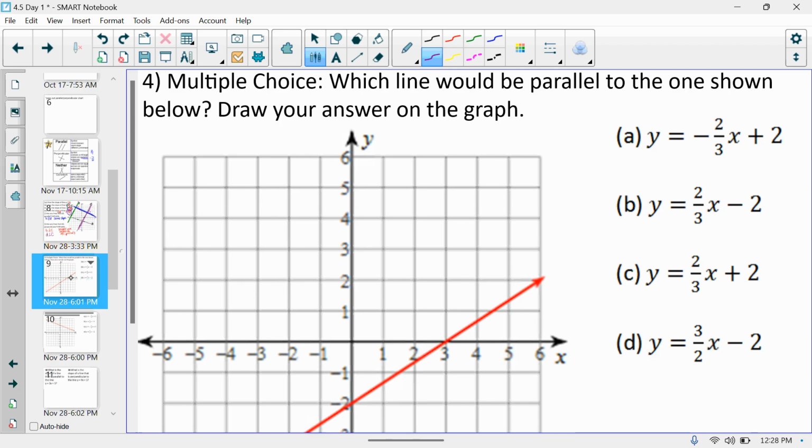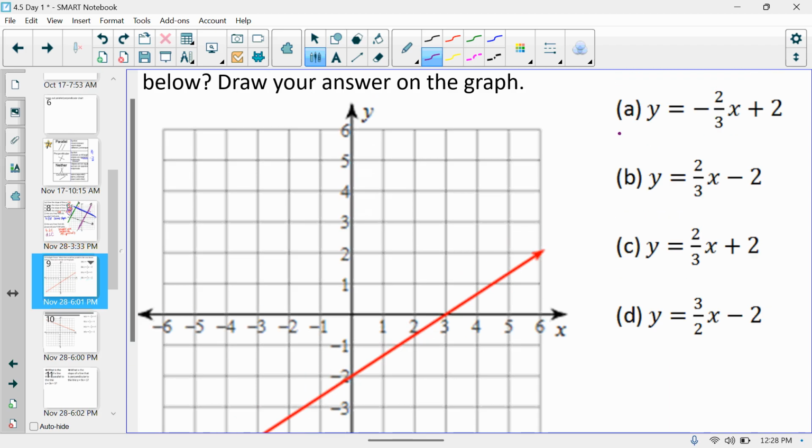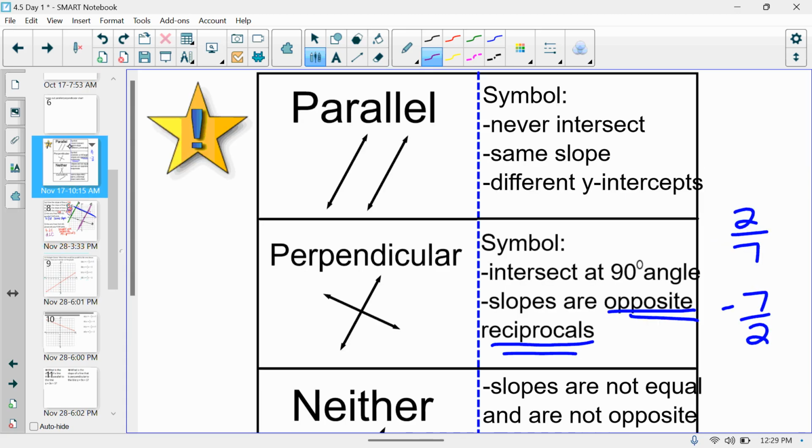Which line would be parallel to the one shown here? So guys, we don't want to have to sit here and graph this one and then graph this one. We don't want to graph them all until we can see which one looks like it's parallel. Like the answer is going to look something like that, right? What we want to do is go back to your chart again. What makes lines parallel to each other?